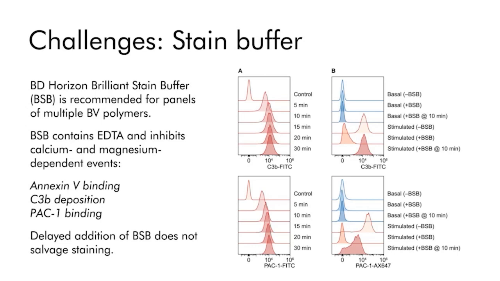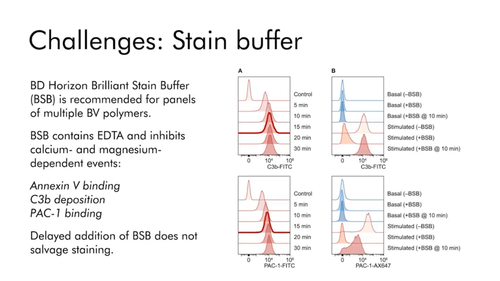And from time course experiments shown in panel A, we knew that C3b and PAC1 peaked at about 10 to 15 minutes. So we thought it might be possible to perform a sequential addition of Brilliant Stain Buffer once C3b and PAC1 had peaked. But this wasn't possible, as shown in figure panel B on the right, where the blue histograms show unstimulated basal platelets and the red histograms show agonist stimulated platelets.